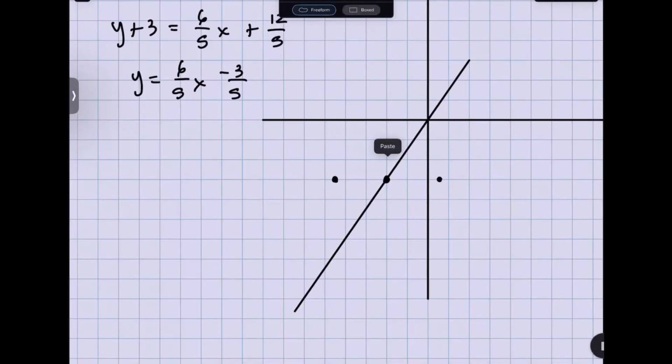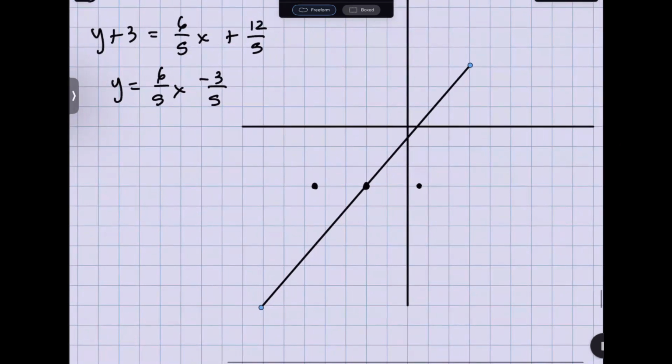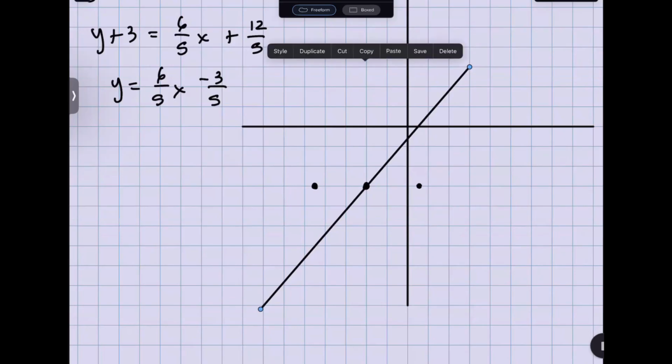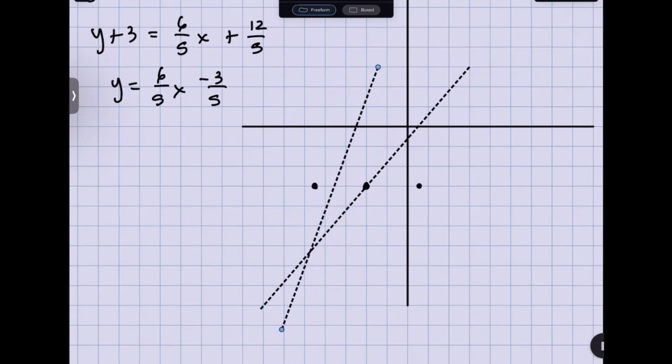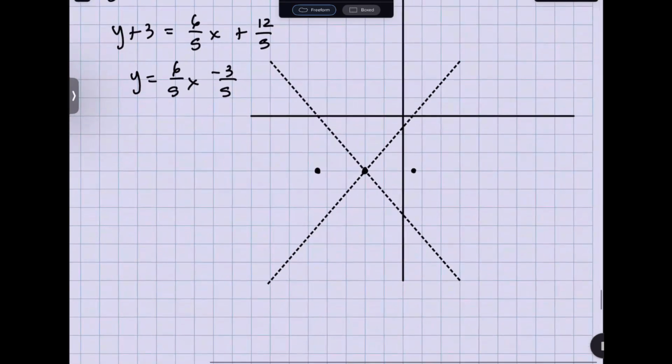1, 2, 3, 4, 5, 6. 1, 2, 3, 4 is not right. 2, 4, 6, 2, 4, 5. Yep. There we go. That makes more sense. I switched the x and the y, right?